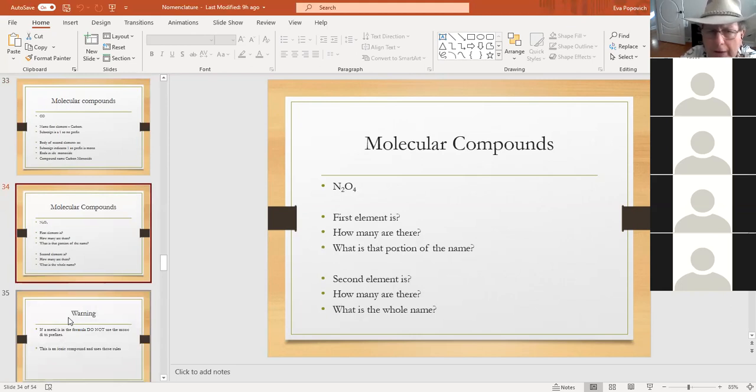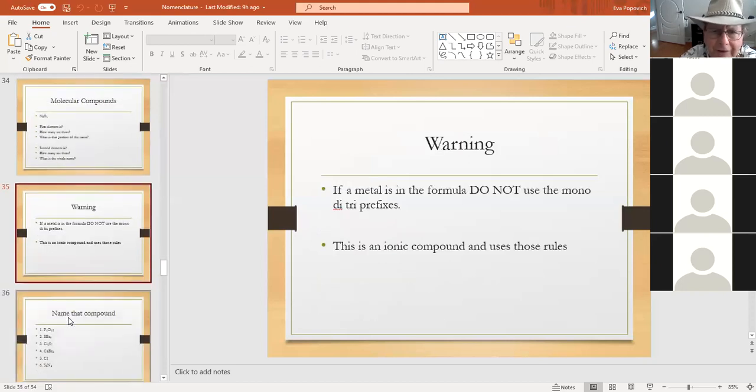First element. Is the first element a metal? No. Use covalent rules, which means we're using prefixes. How many of the first element are there? 2. Use the prefix di followed by the name of the element, nitrogen. So I've got dinitrogen. How many oxygens do I have? 4. What is the prefix for 4? Tetra. So dinitrogen tetraoxide.